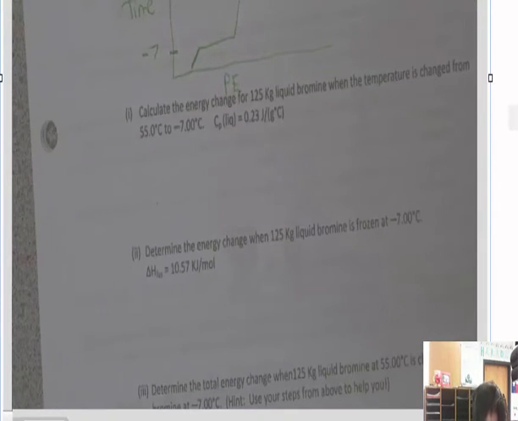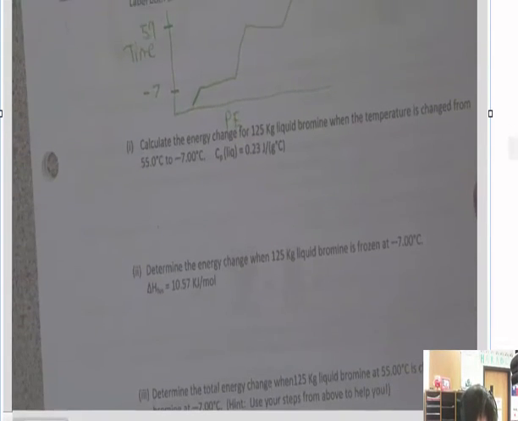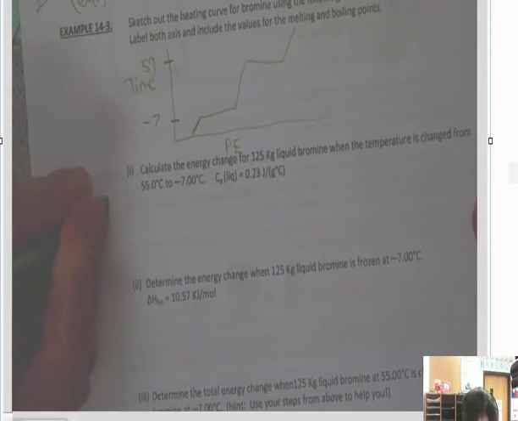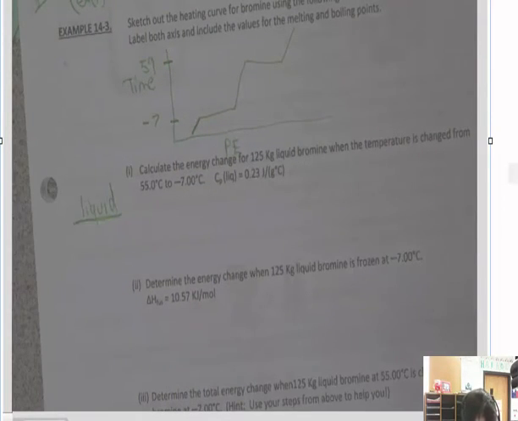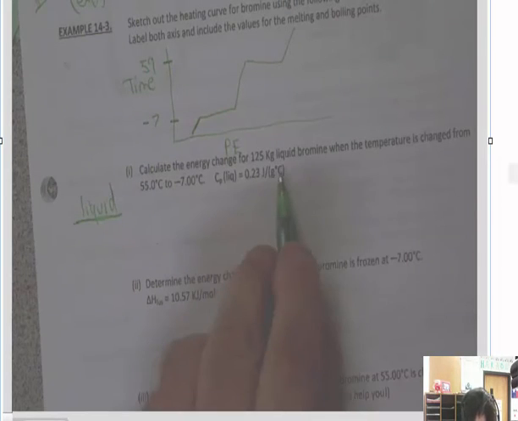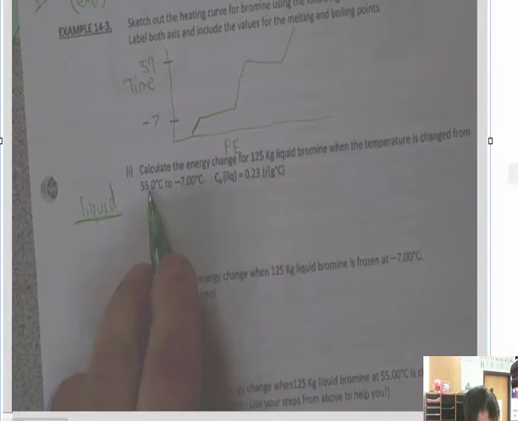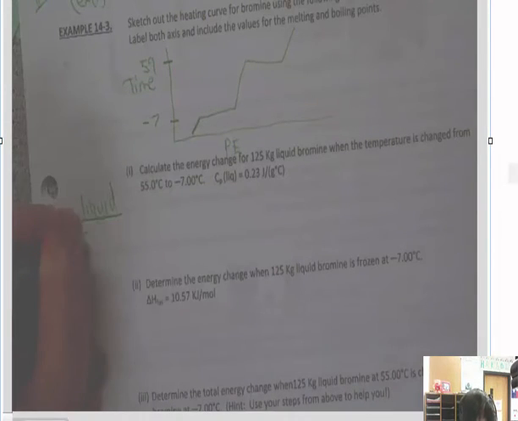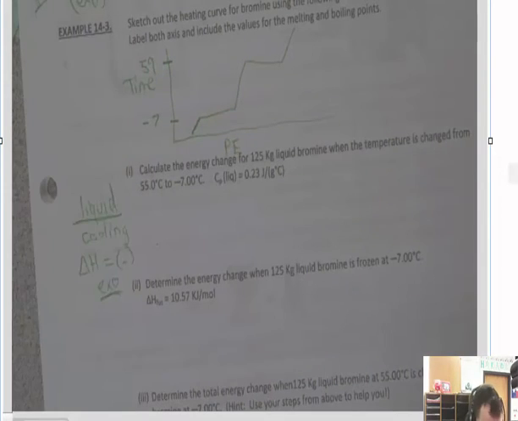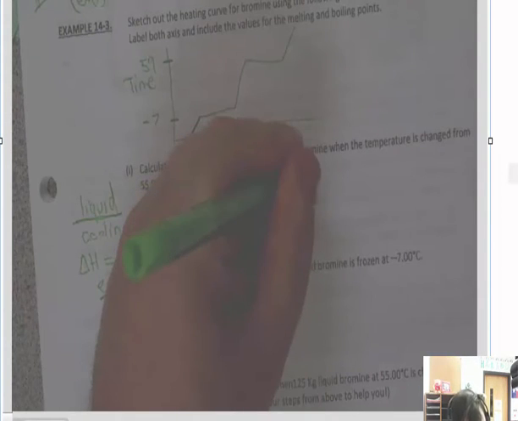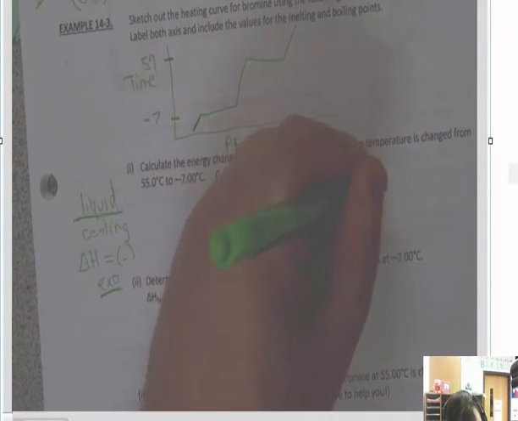Calculate the energy change for 125 grams of liquid bromine. So this is liquid bromine here, and the temperature is being changed from 55 degrees to -7. So again, we are cooling, so delta H should be negative, because it's exothermic. So again, we're going to use delta H equals mCp delta T.